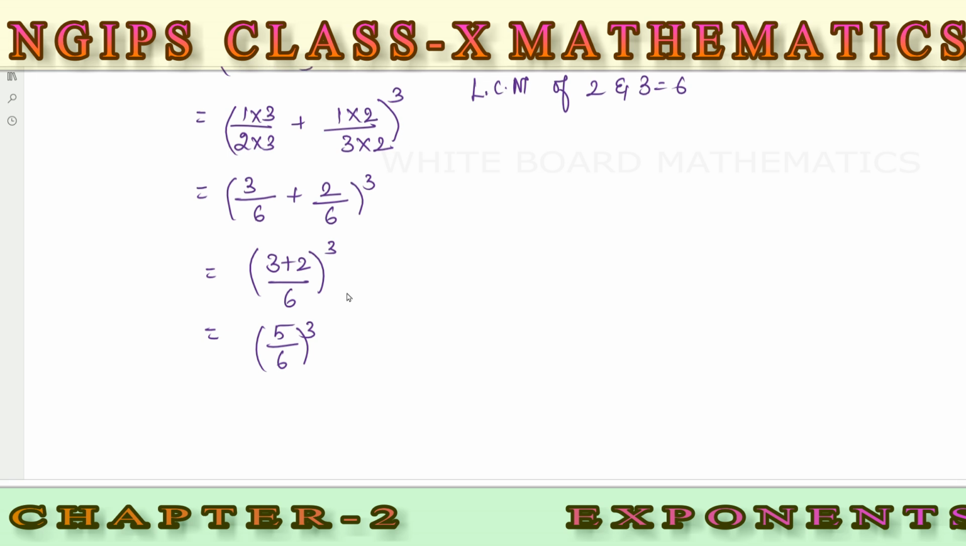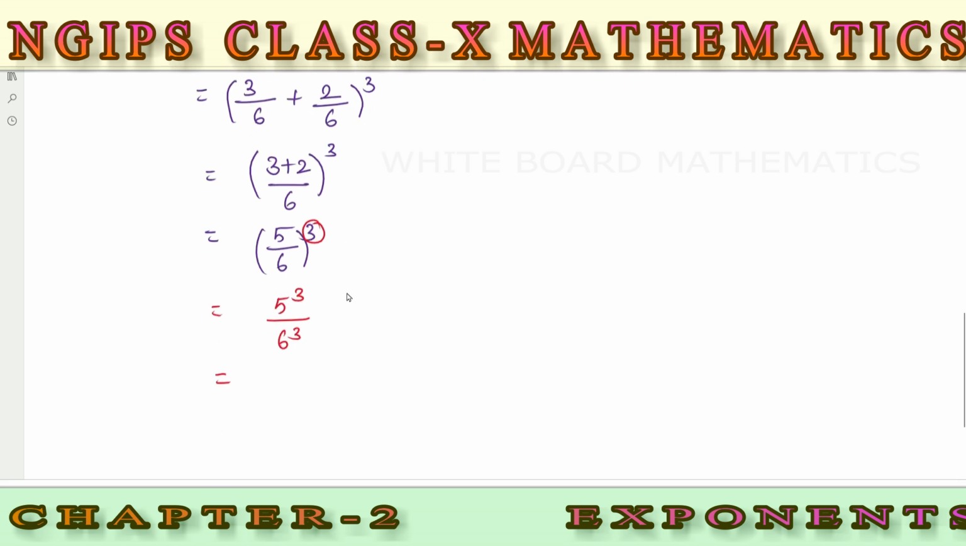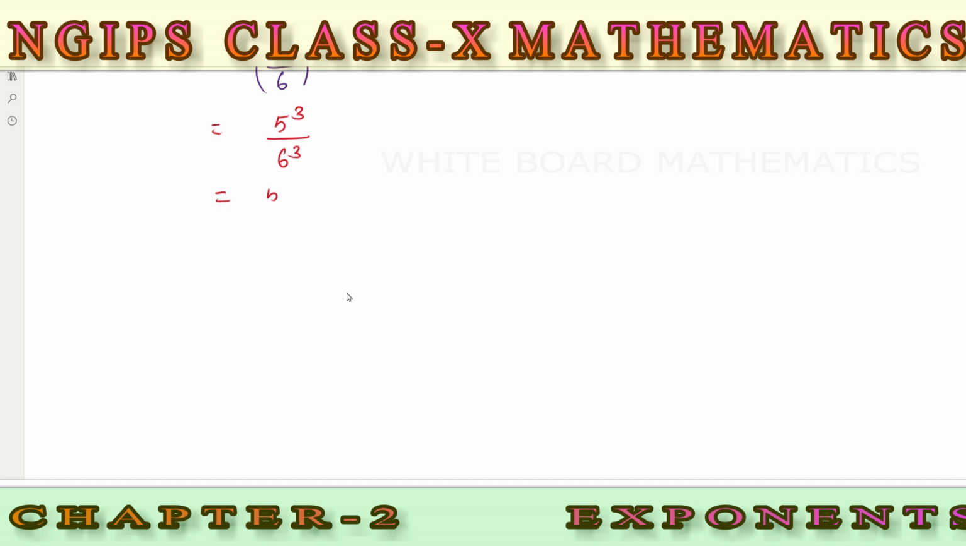Now this 3 is common for both the numerator and the denominator. So I can write 5 cube divided by 6 cube. I can write it as 5 into 5 into 5 divided by 6 into 6 into 6. So 5 into 5 is 25, 25 into 5 is 125. When it comes to 6, 6 into 6 is 36, 36 into 6 is 216. So this is the final answer.